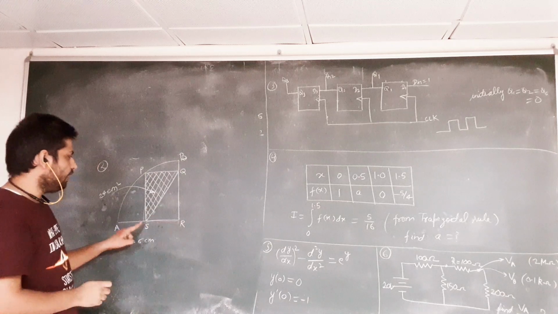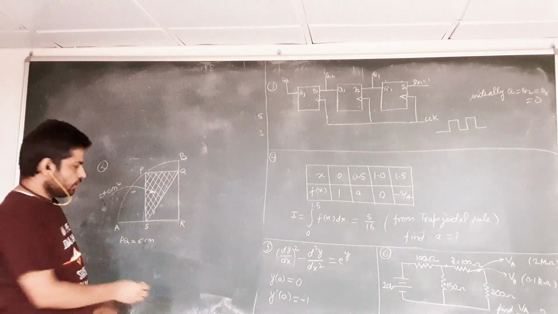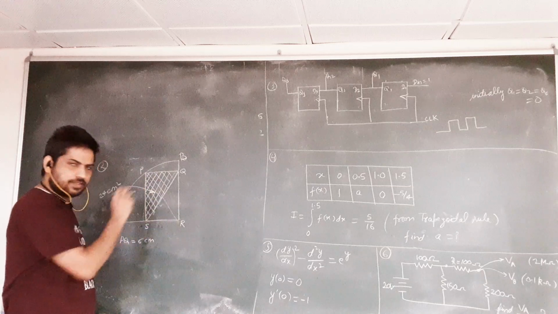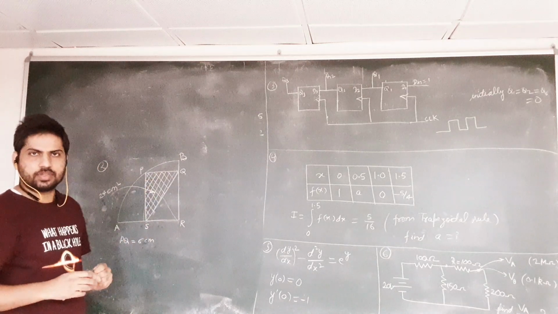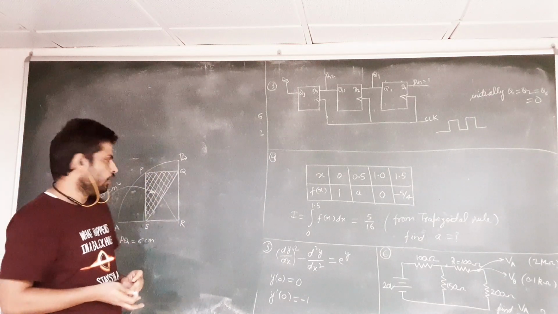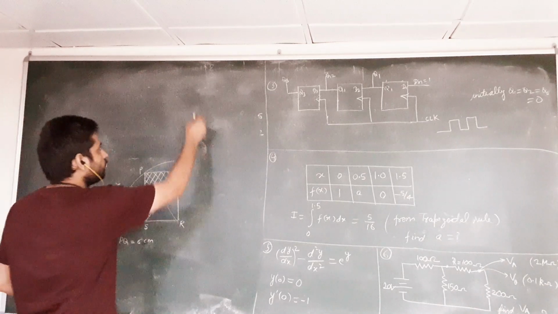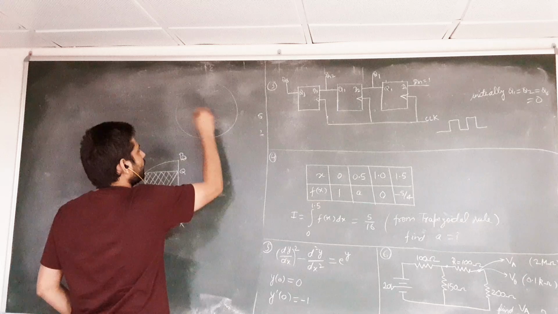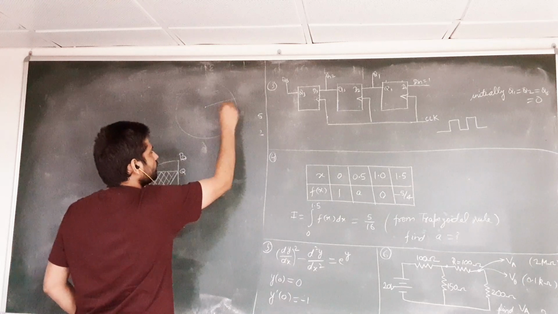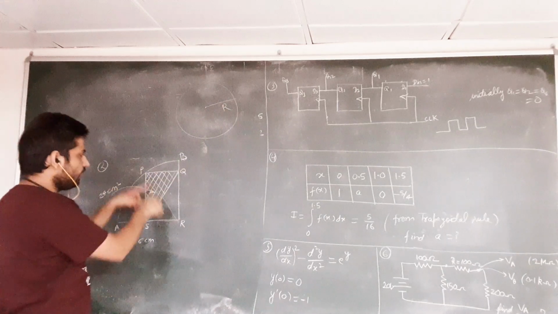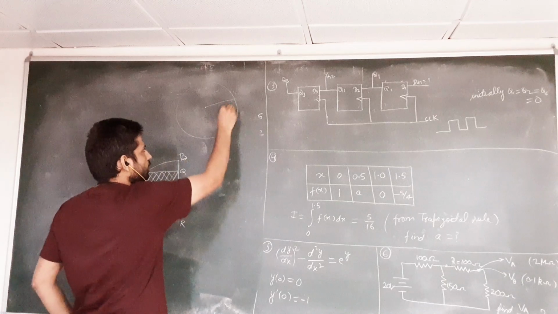So if we can find this distance, that is QS, then we can also find PR distance, because PR and QS are the same. These are the diagonals of a rectangle. And this PR will be the radius of the circle. We know that the radius of a circle is like this. So this is the center, this is the radius.